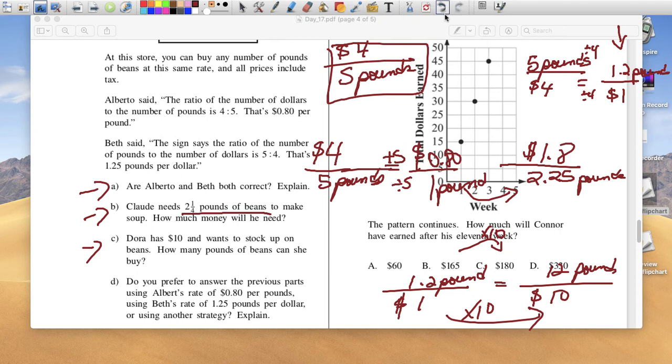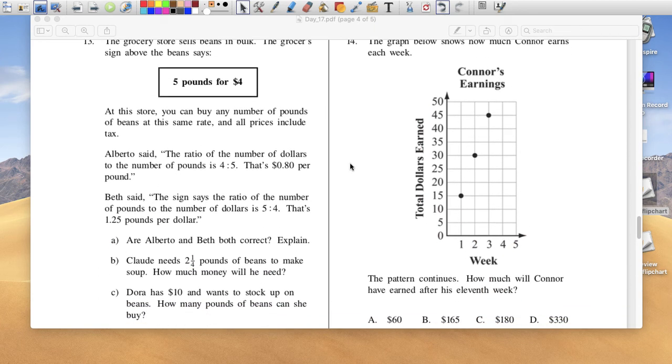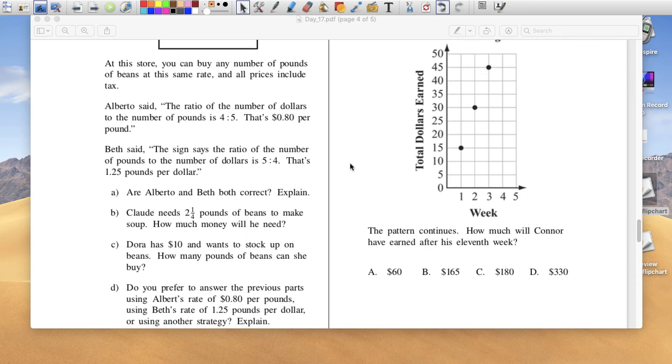All right. So the last one I'm going to ignore is a matter of preference. Okay. So this is how much Connor earns per week. In 1 week, he makes $15. In 2 weeks, $30. 3 weeks, $45, and so forth. So we know it's proportional. The pattern continues. How much will Connor have earned after 11 weeks?